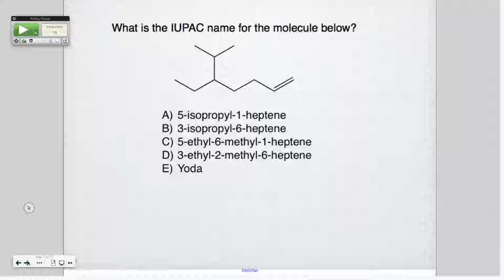All right, so how would you name this one? You might have to write it down on your paper and look at it. We still only have 19 clickers.